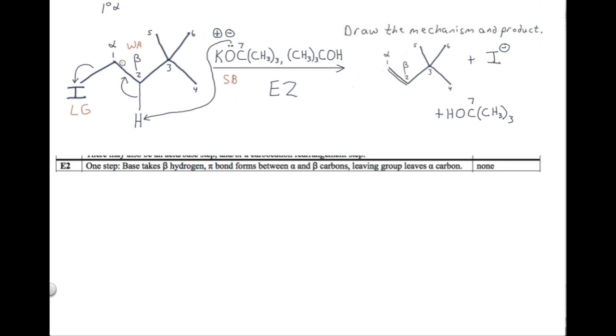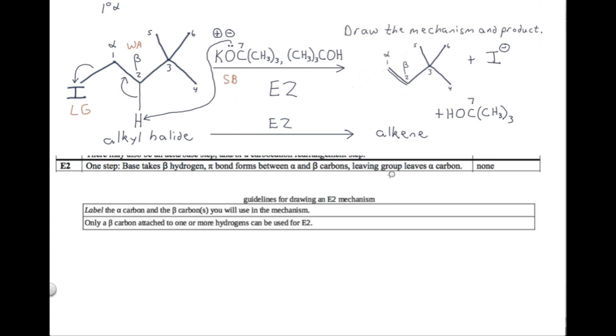What type of functional group is this starting material? Answer, an alkyl halide. What type of functional group is this product? Answer, an alkene. An E2 reaction is a way of changing an alkyl halide into an alkene. We followed these guidelines. Notice that we labeled the alpha and beta carbon. Always label the alpha and beta carbon for an E2 mechanism. In this starting material, there was only one beta carbon, so we didn't have to choose between beta carbons.